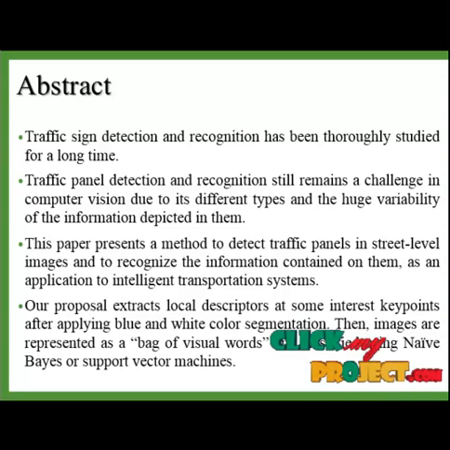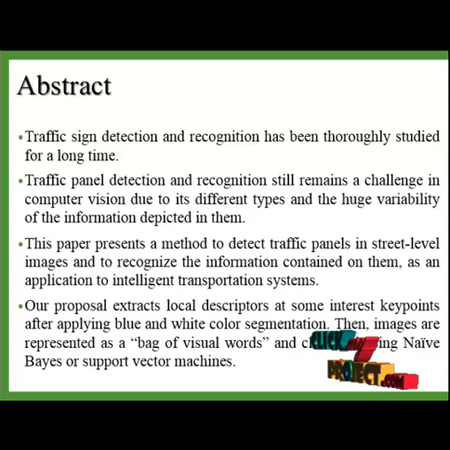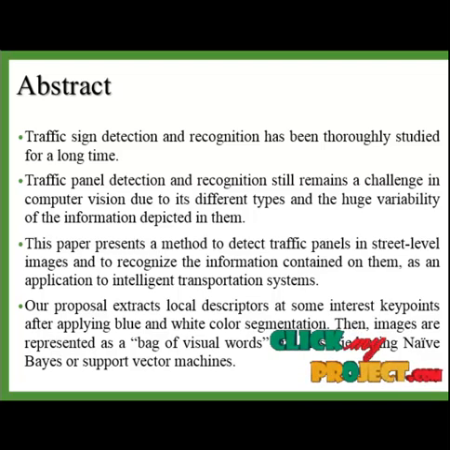Now let's see about text detection and recognition on traffic panels from street level imagery using visual appearance. Now let's see about this abstract. In this paper we are going to detect the traffic panel in the street level images. For identifying the traffic panel, initially we are identifying the color mask. Color mask is nothing but a labeling technique for separating each group of images.